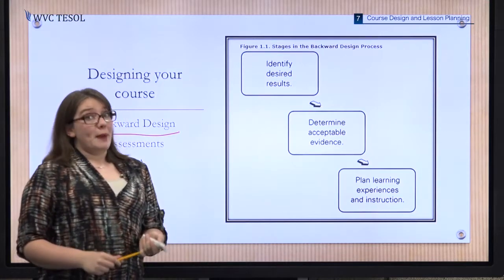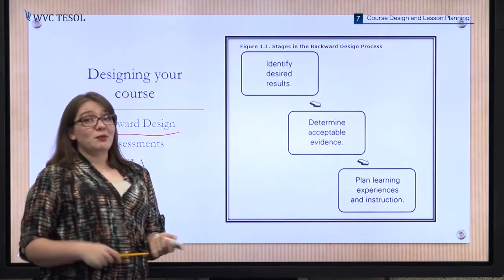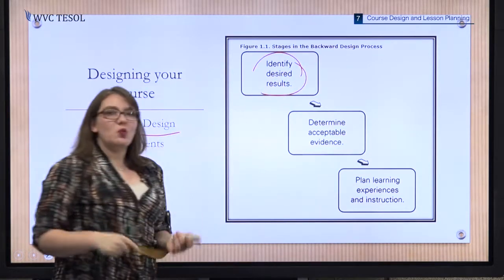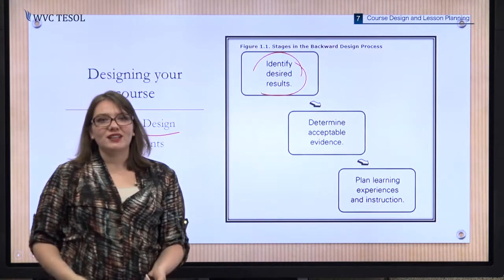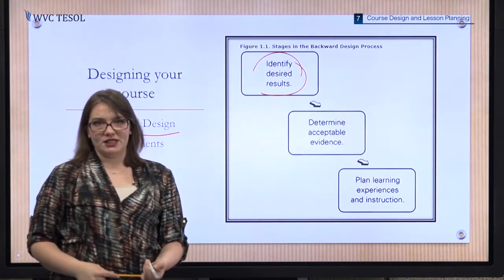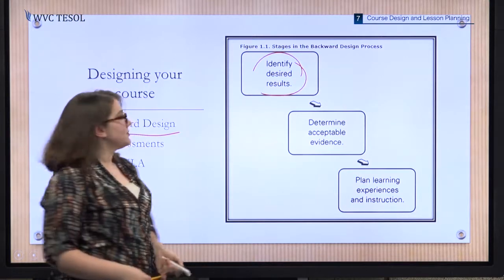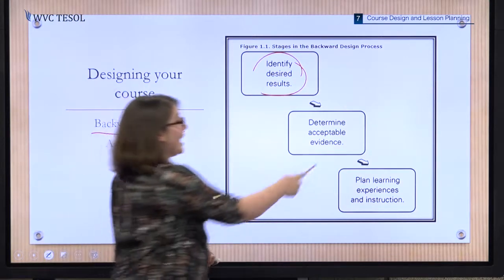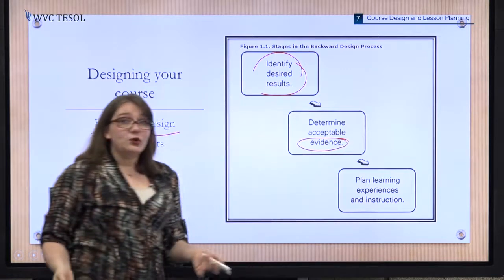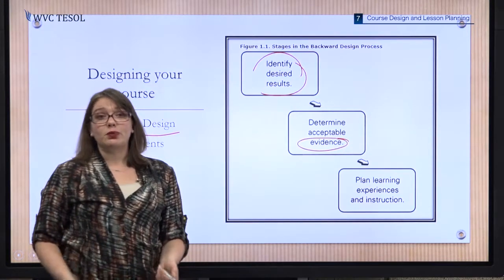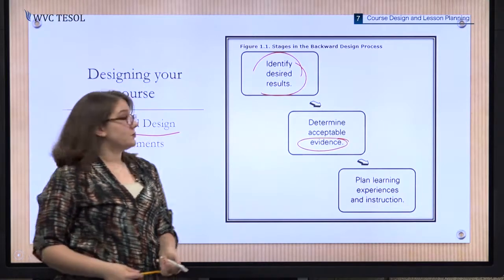When you work with backward design, you work from the end back. So what are the results you want at the end of your quarter or semester? What will students be able to do by the end? And then evidence. How do you know that they've gotten that far? Through testing, through projects? How do you know?